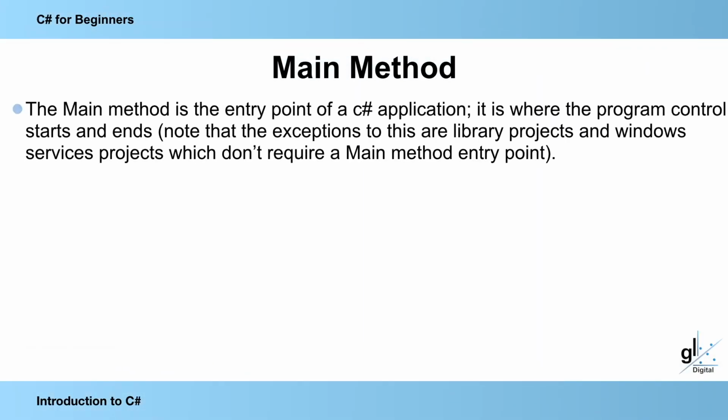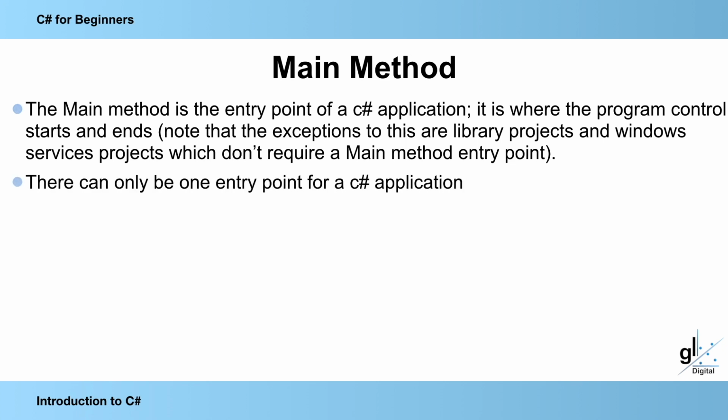The Main method is the entry point of a C# application. It is where the program control starts and ends. Note that the exceptions to this are class library projects and Windows services projects, which don't require a Main method entry point. There can only be one entry point for a C# application.